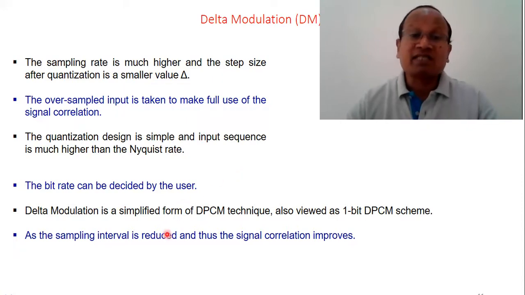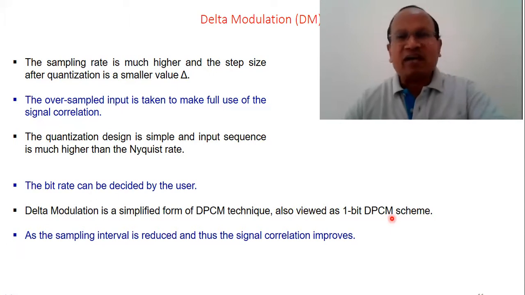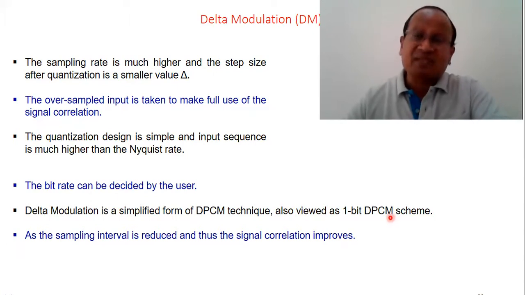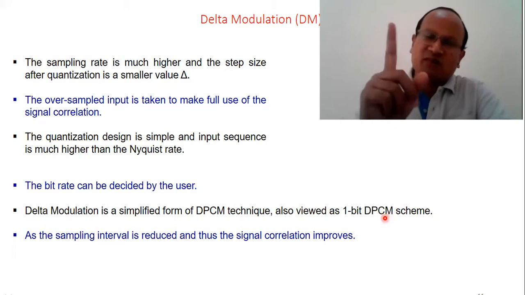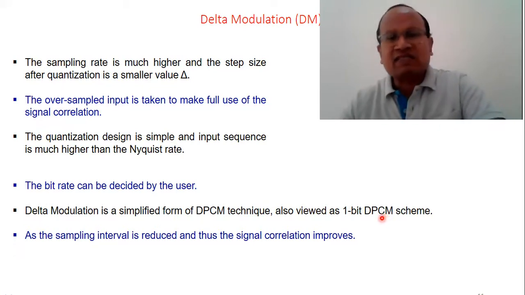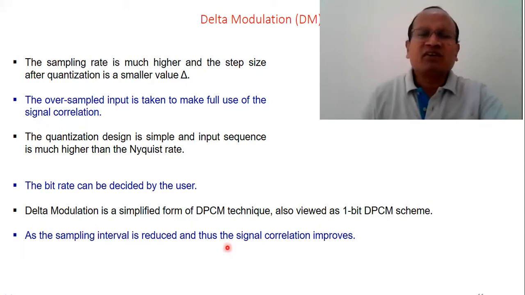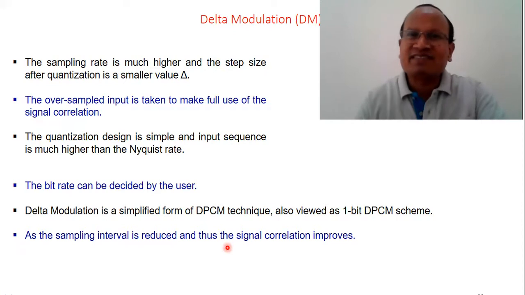So the delta modulation is a simplified form of DPCM, also viewed as 1 bit DPCM. It's a DPCM only, but the output is always 1 bit, either 1 or 0. As the sampling interval is reduced, the signal correlation also improves. See what happens when the sampling rate is high. What will happen when we increase sampling rate?